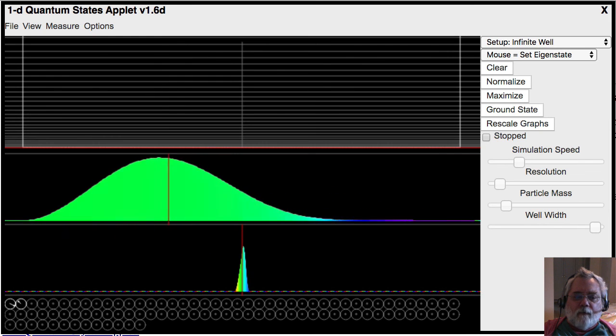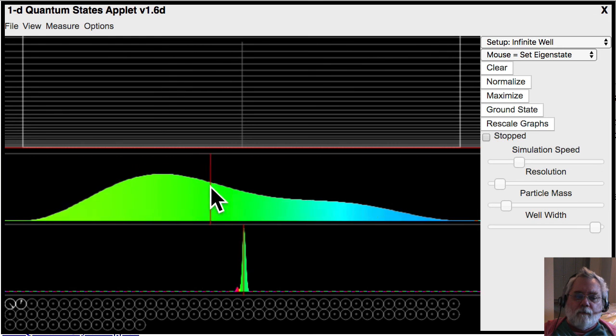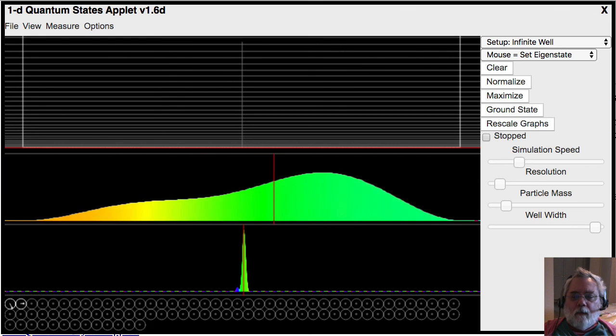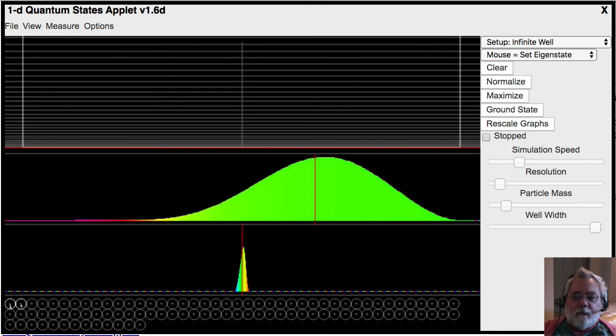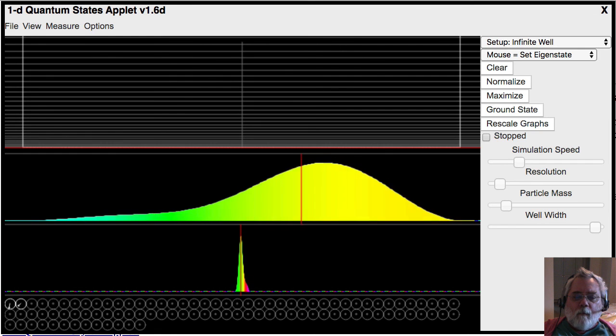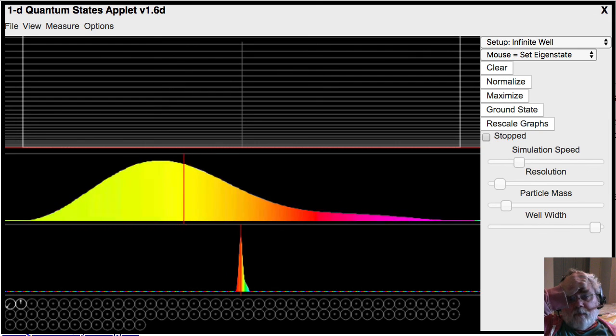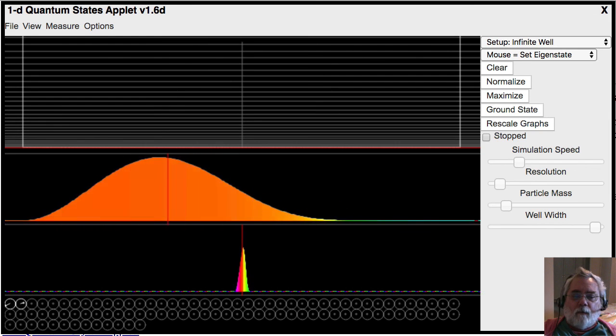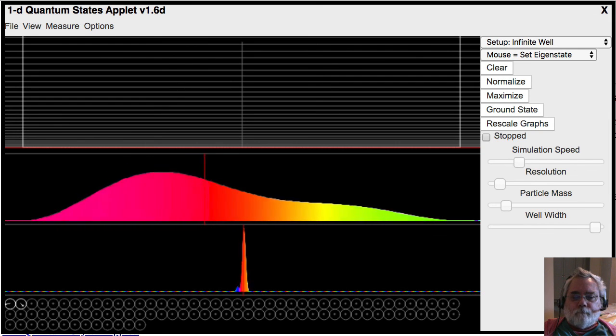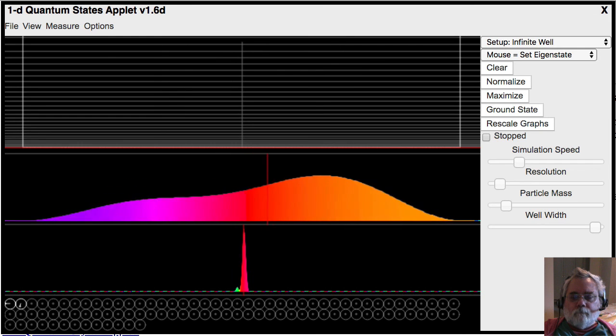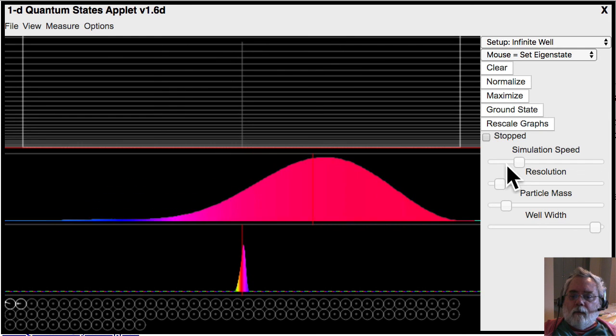The expected value of position, the red line here, is changing sinusoidally in time. The momentum is changing also, but it's too clumped together on this display for us to see very well. We can speed this up some.